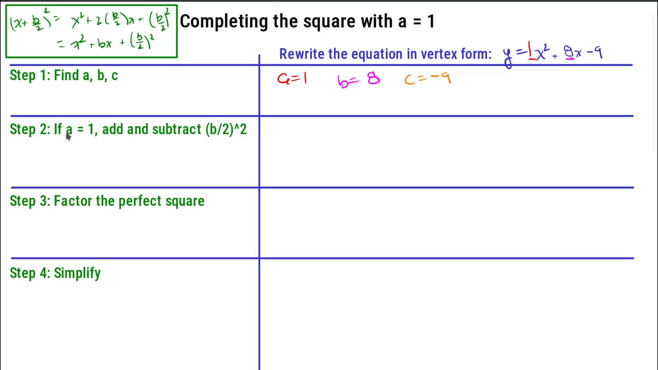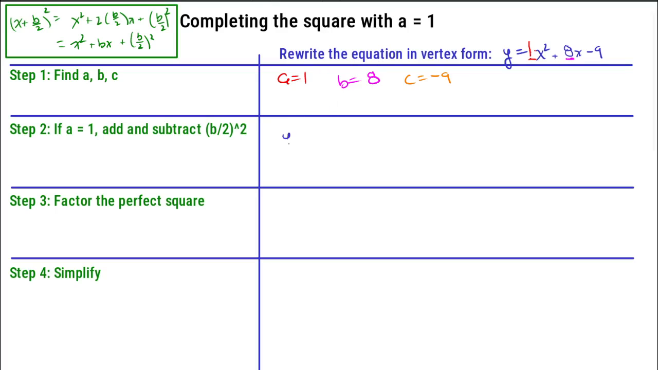Second step, if a equals 1, if our leading coefficient is 1, then we're just going to add and subtract b over 2 squared. That b over 2 squared that we had up there, this is where it comes into play. So in our example, a is 1. If it wasn't 1, we would be able to modify this process, so we can handle those cases as well. But for this one, we just got a equals 1, so we're good to go. So we're going to add and subtract b over 2 squared.